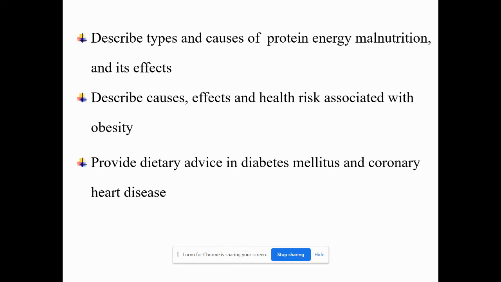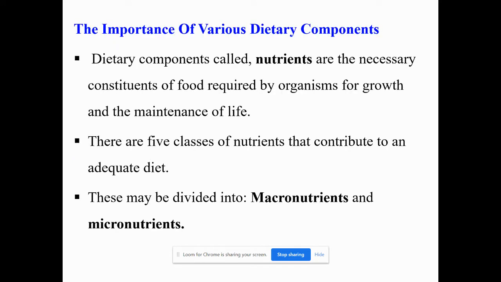Okay, we'll move on. Number one: what is the importance of various dietary components? What are dietary components? Dietary components are called nutrients. Nutrients are the necessary constituents of food required by organisms for growth and maintenance of life. I hope you understand the first point.